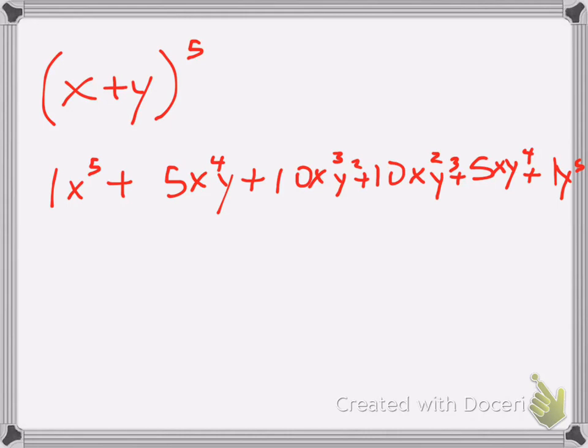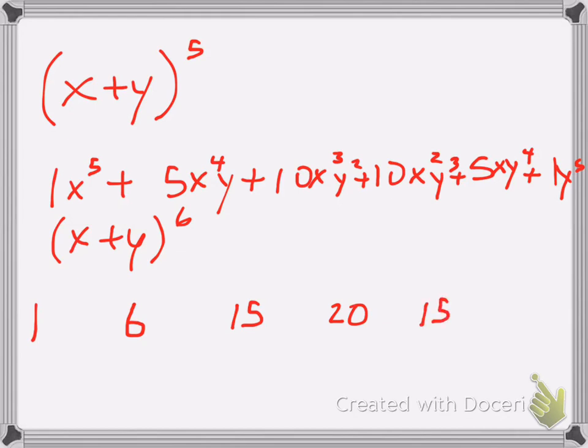But before we move on to that, go ahead and figure out what x plus y to the 6th power would be. We're going to need the next row of Pascal's triangle, right? Which would be 1. 1 plus 5 is 6. 5 plus 10 is 15. 10 plus 10 is 20. 10 plus 5 is 15.